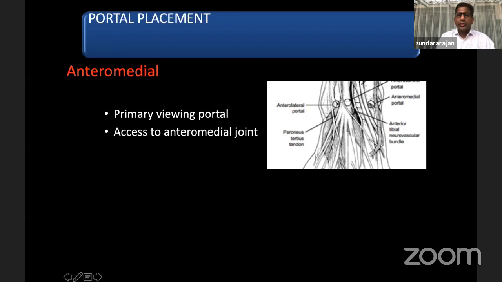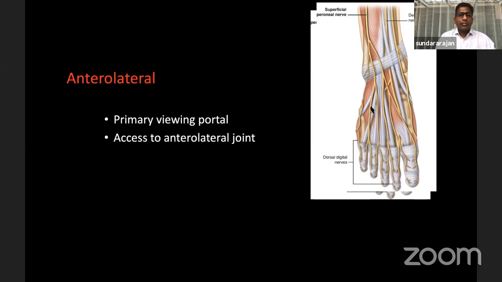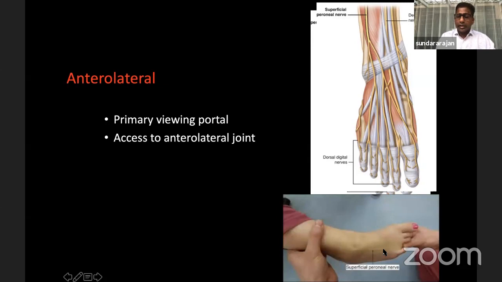If you're using the anterolateral portal, you are just going lateral to the peroneus tertius and the superficial peroneal nerve. Clinically, you will be able to see the superficial peroneal nerve all the time, so it is easy to go lateral to that and avoid injury to the superficial peroneal nerve. So this is how you start your joint.